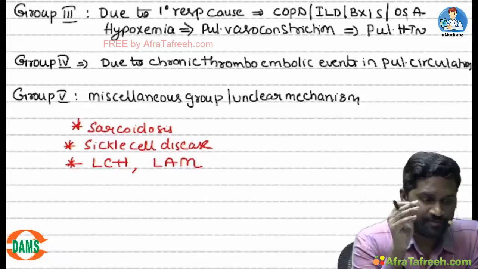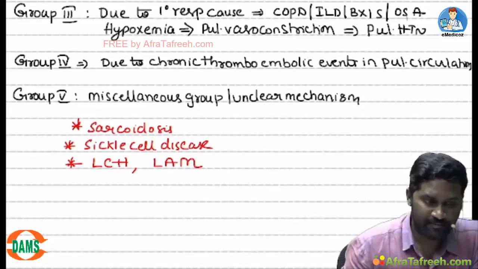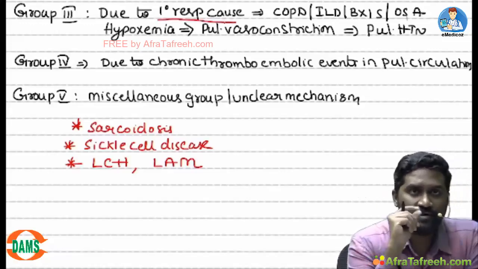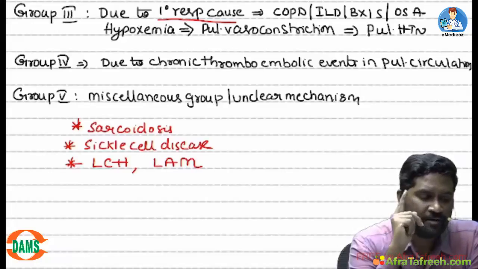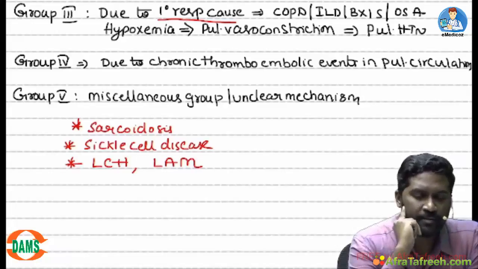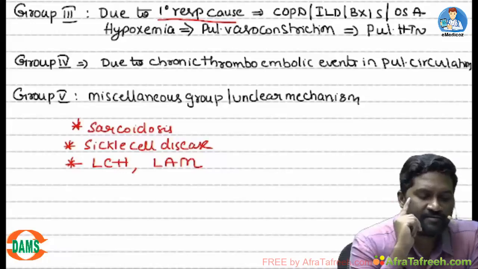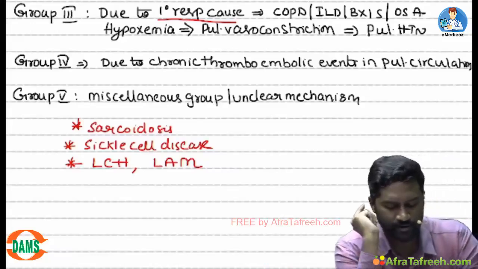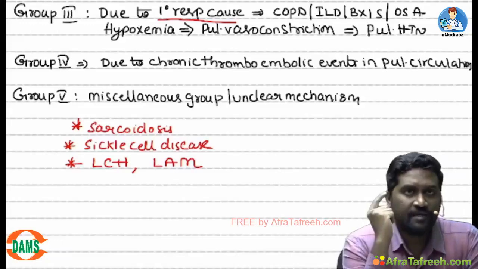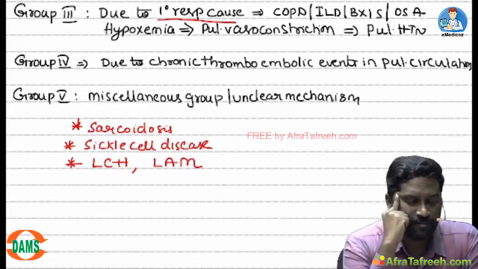Coming to group 3, it is due to a primary respiratory cause. How will a primary respiratory disease be responsible? Hypoxemia, pulmonary vasoconstriction, pulmonary hypertension. Group 4, due to chronic thromboembolic events in the pulmonary circulation. Group 5, miscellaneous group or unclear mechanism, such as sarcoidosis, sickle cell disease, Langerhans histiocytosis and lymphangioleiomyomatosis.